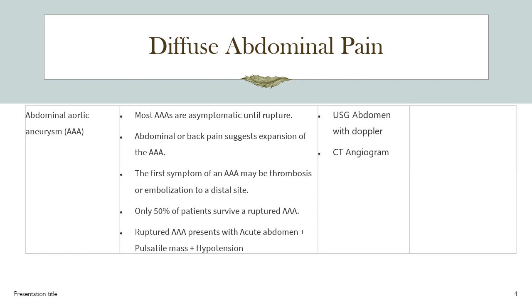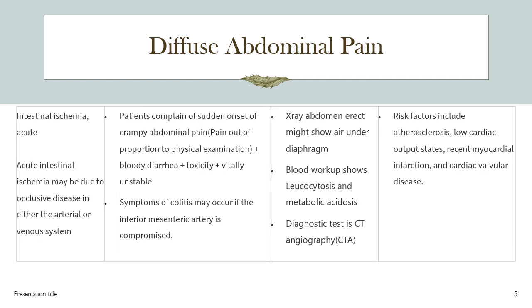So what will you order? You will order ultrasound abdomen with Doppler studies or CT aortogram or CT angiogram. If the patient has a ruptured abdominal aortic aneurysm, it's a surgical emergency. You have to immediately refer the patient to the OR and call the surgical team on duty.